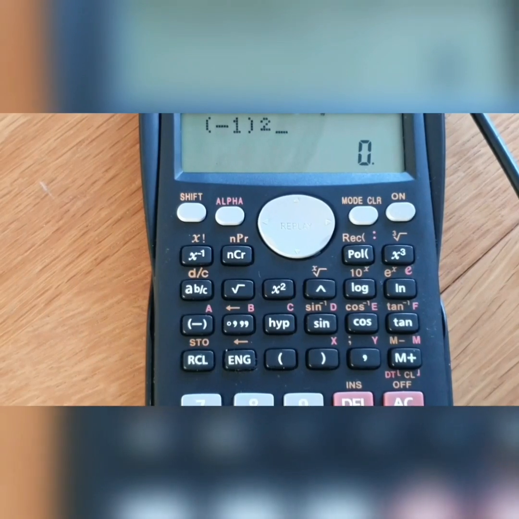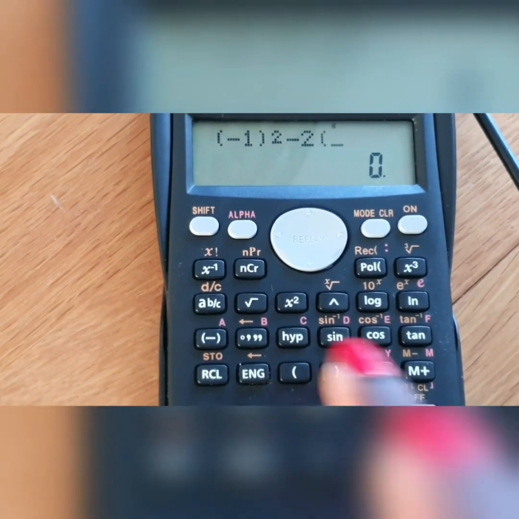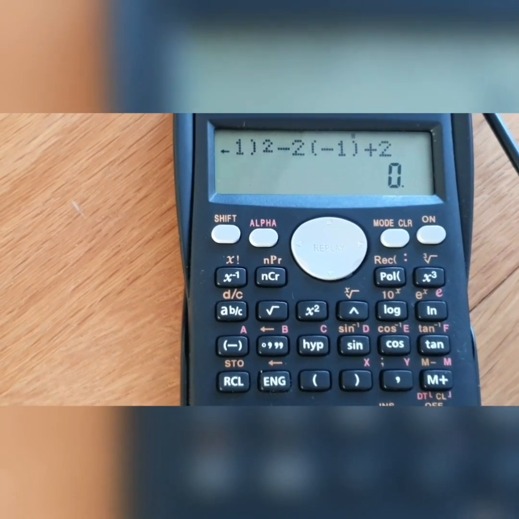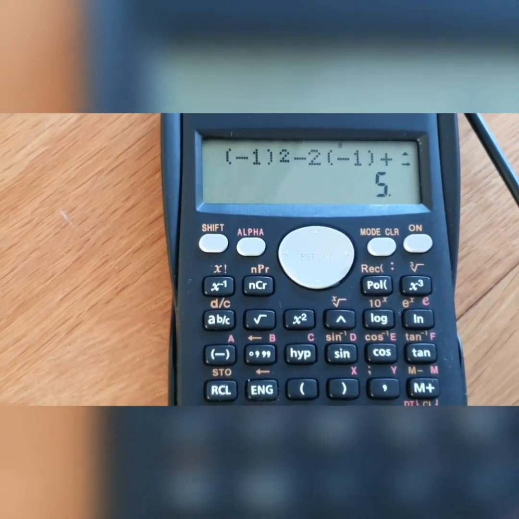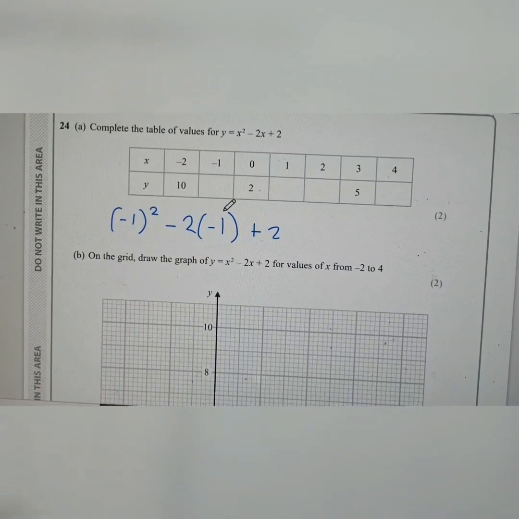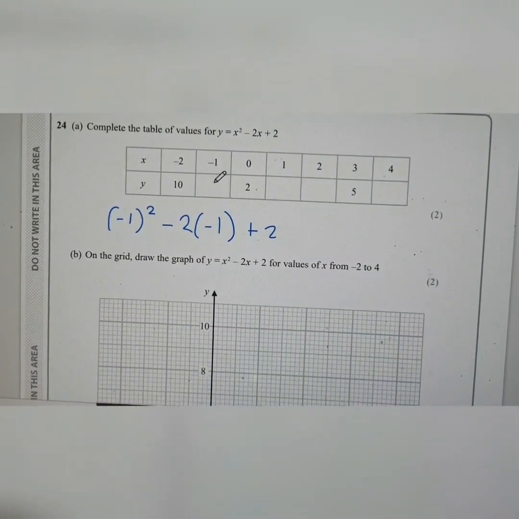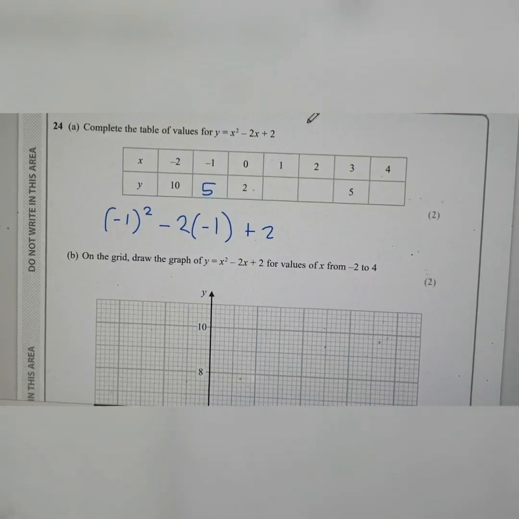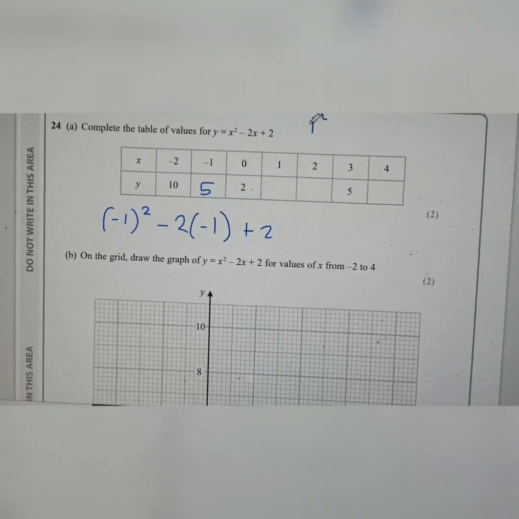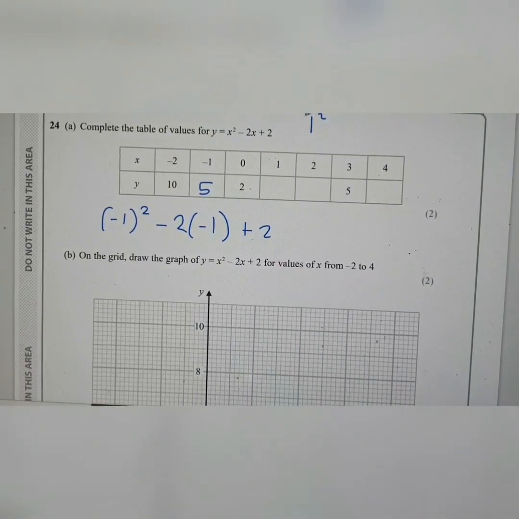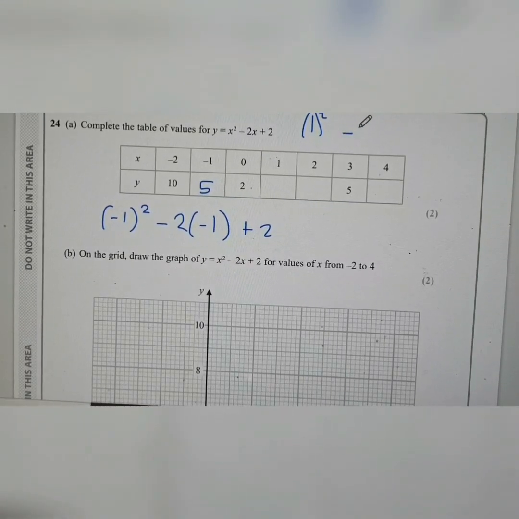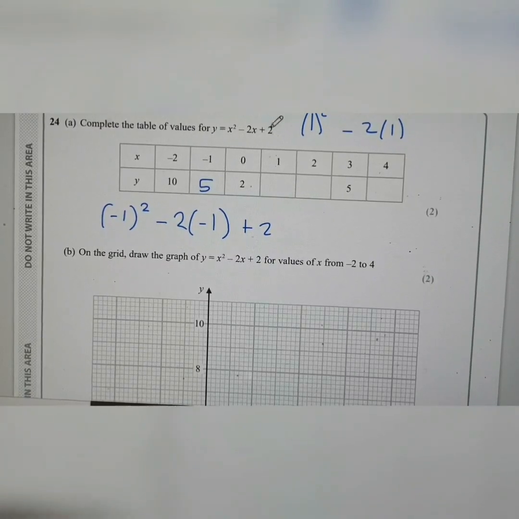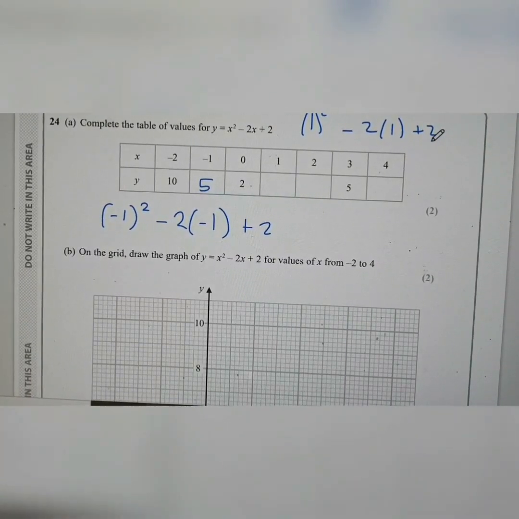So you're going to type that in your calculator. -1 squared minus 2 bracket -1 close bracket plus 2 equals, so that value is 5. And then you're going to put this in your calculator again. So 1 squared minus 2 bracket 1 plus 2. You're going to type that in your calculator.